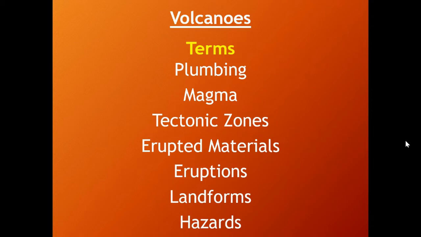Later, we'll talk about eruptive materials, eruptions, and the different types of volcanic landforms that result, because different types of landforms result in different types of magmas and different types of eruptions. And then the hazards involved with volcanoes, to give you some examples. So here we go, starting with volcano terms.